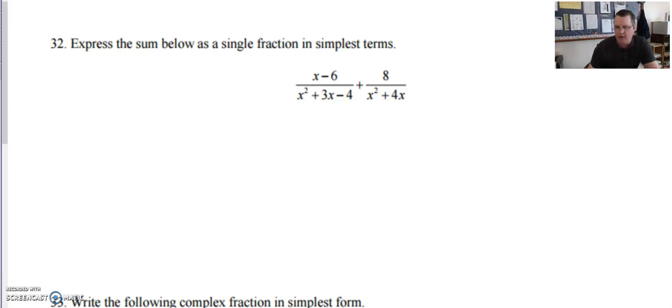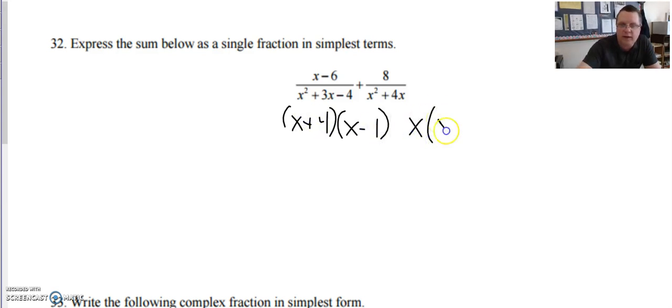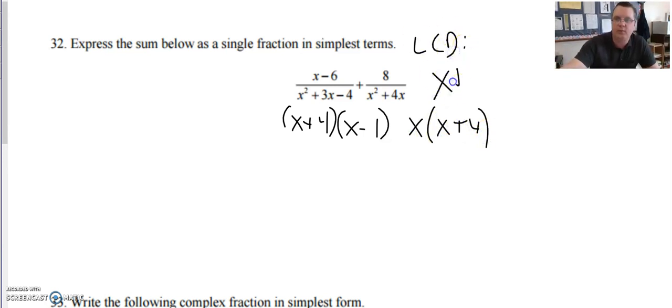32, a single fraction. So that means that we need to get a common denominator. So this factors to x and x. And we need the factors of 4 that give you a 3. So we have a positive 4, negative 1, and then the other one is x, x plus 4. So your LCD is x plus 4, x minus 1, and x.